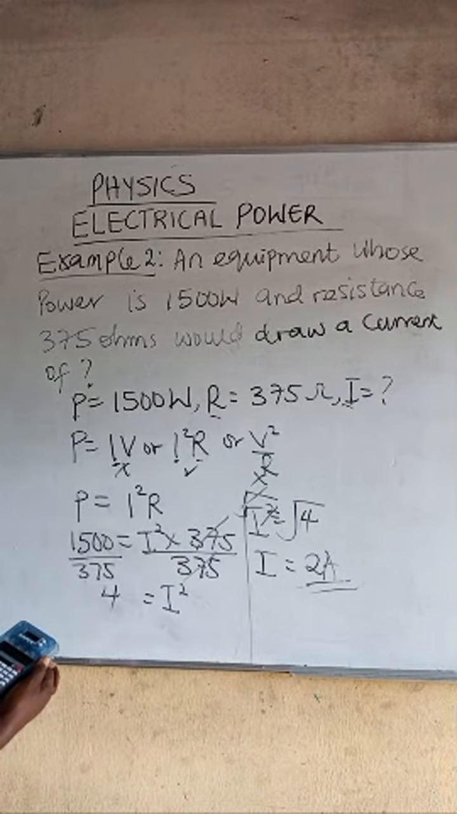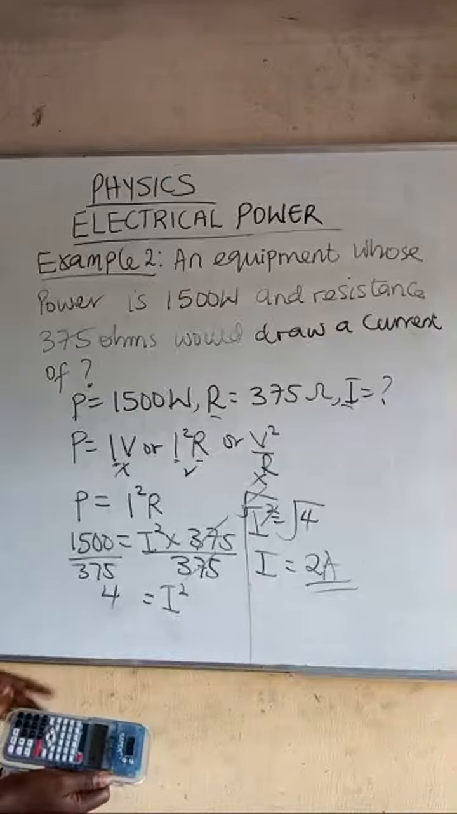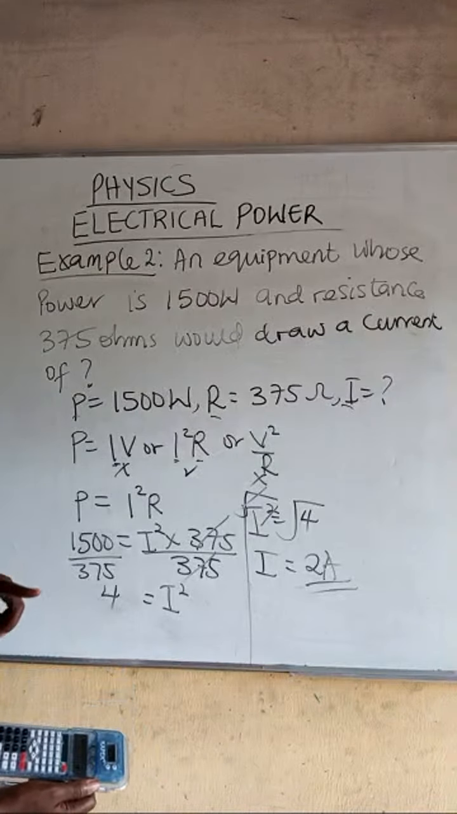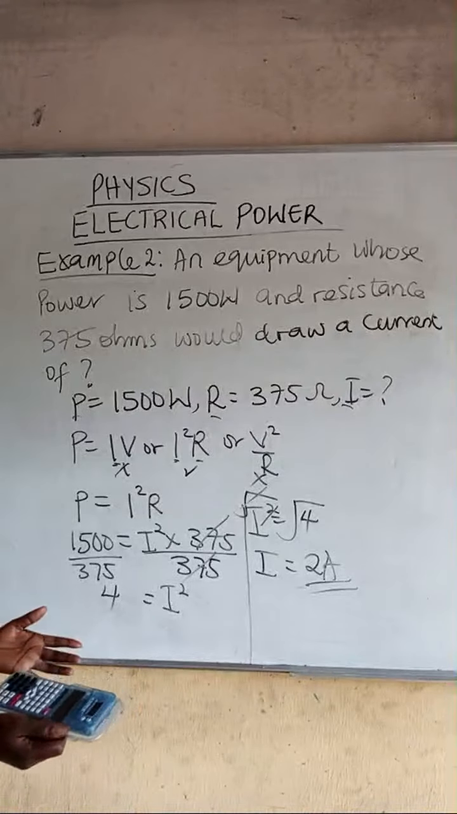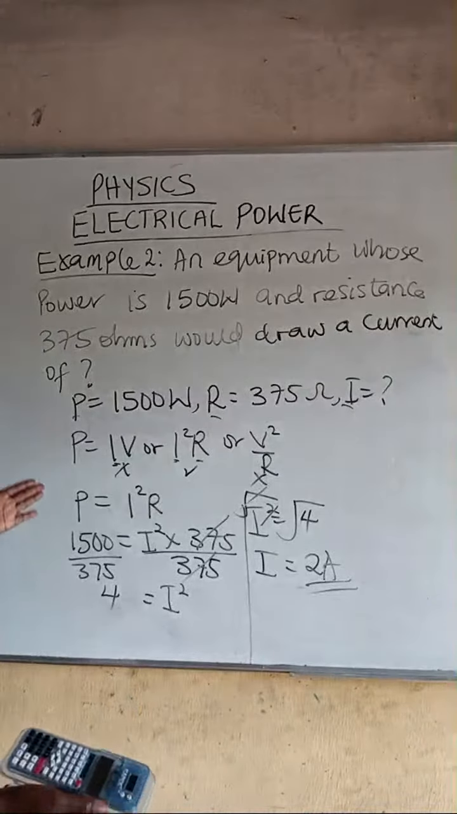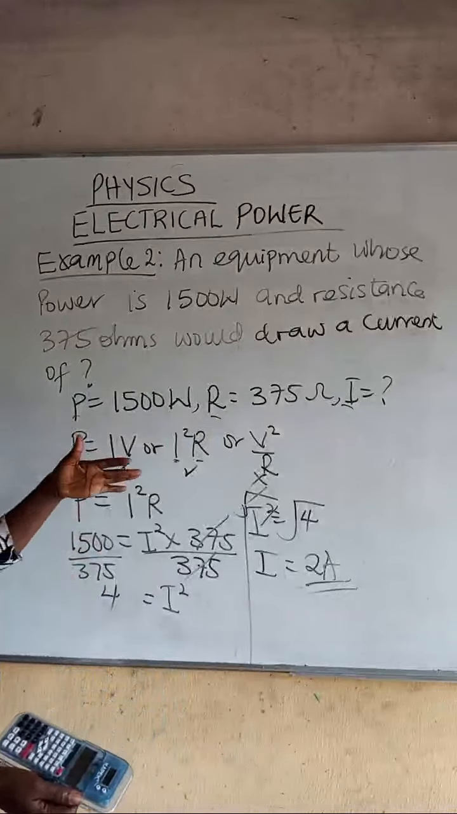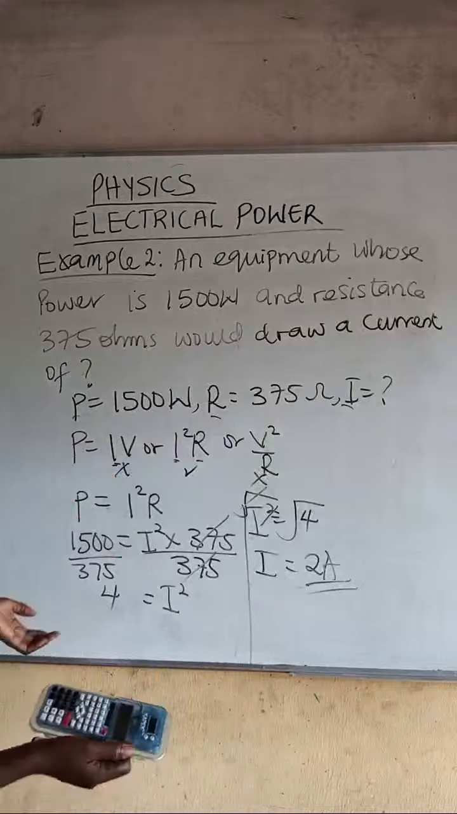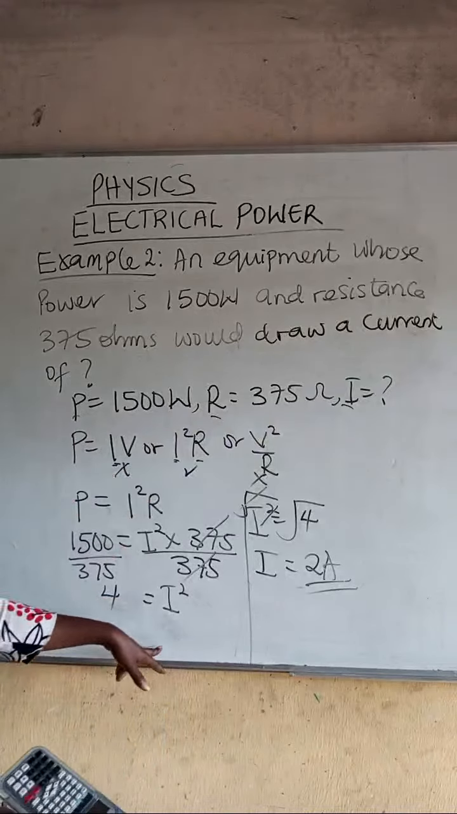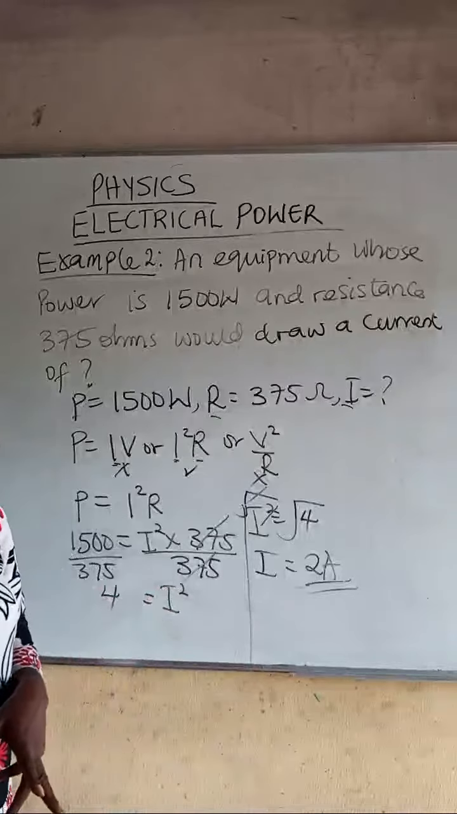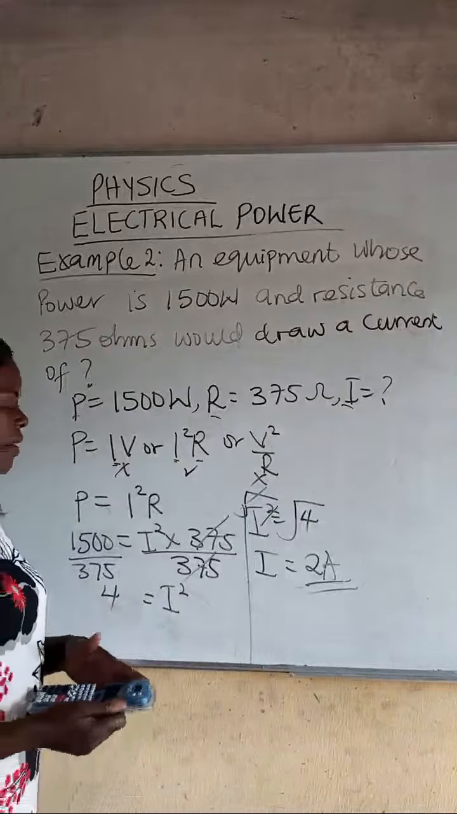An equipment whose power is 1,500 watts and resistance of 375 ohms will draw a current of dash. Now, since you're looking for the current, you write down what we have, look at the particular formula that will fit in, then we substitute and multiply and get the unknown, which amounted to our current being 2 amperes. Do we understand? All right.